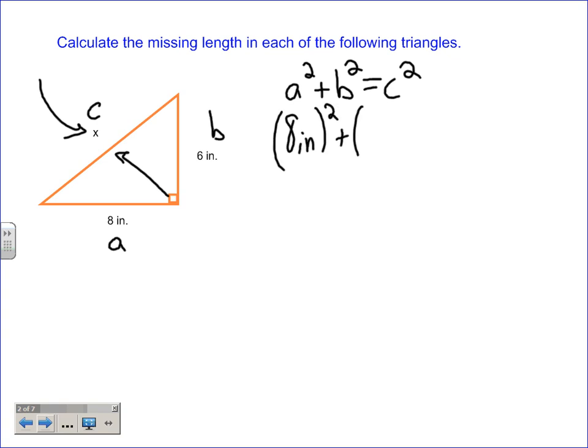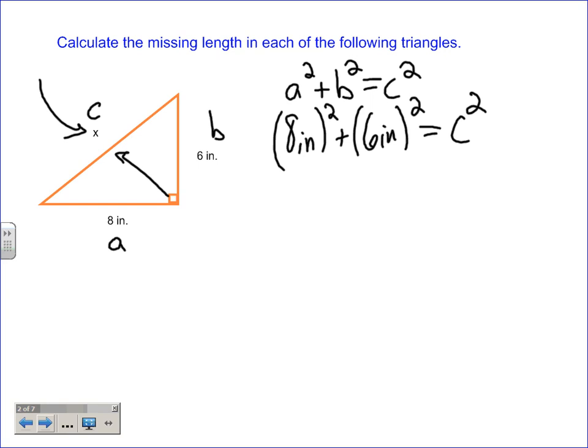What's different here is you notice how I put inches in there. Okay? And there's a reason for that. So 6 inches, which I then have to square, and apparently that's going to equal C squared. Okay? Again, that's kind of in our problem. If you want to write X there where C is, that's fine. It's completely up to you.